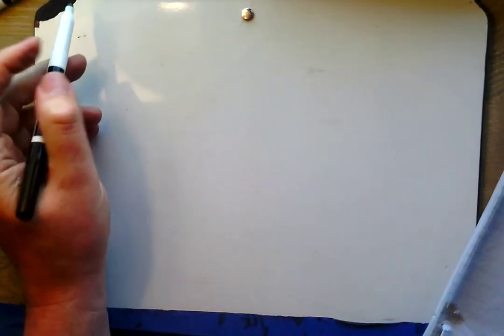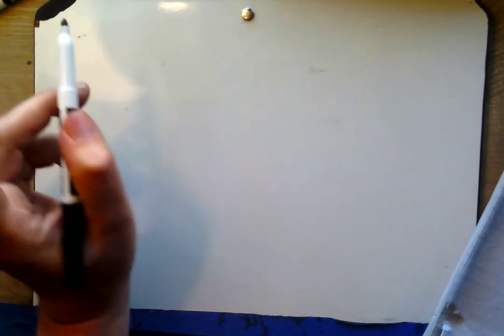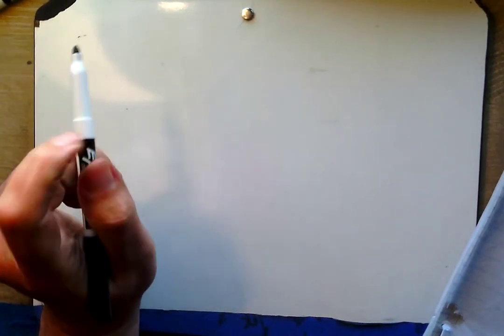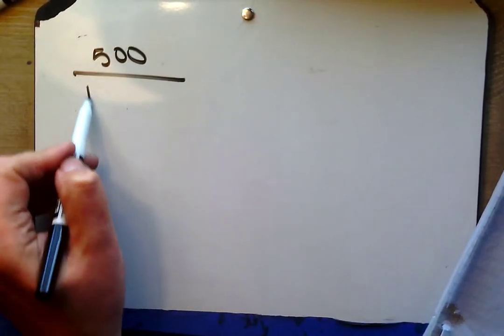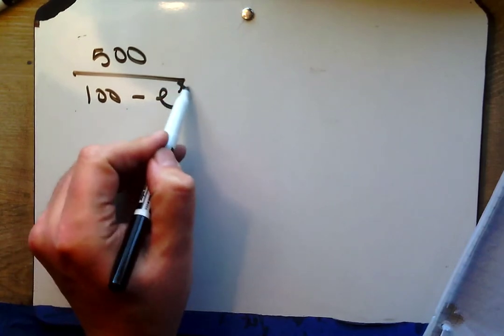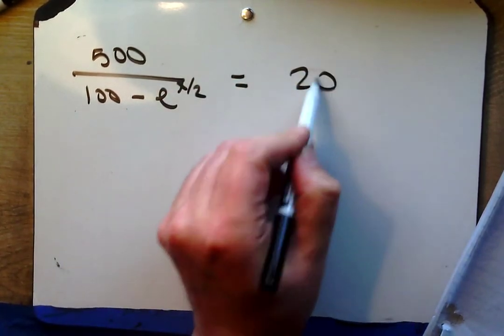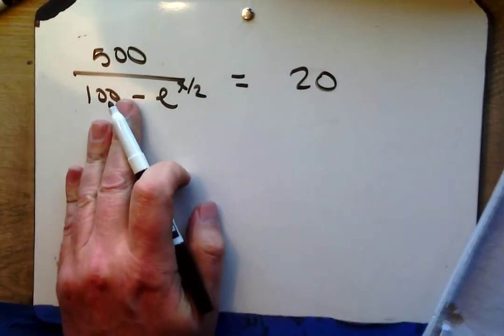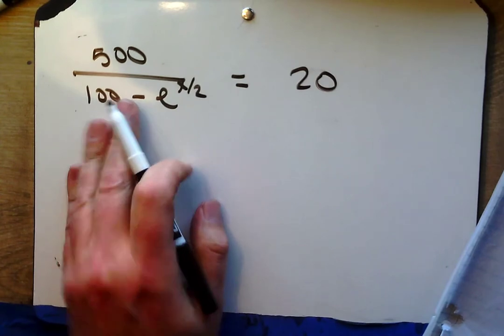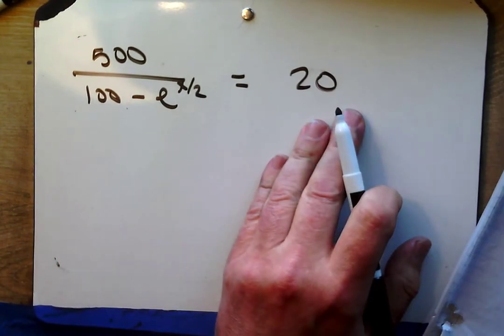All right. Now, let's get on to solving. Let's start off with the ones that I just didn't get to in the last video. 500 over 100 minus e to the x over 2 equals 20. So I've got this logistic model over here, and I've got this horizontal line.